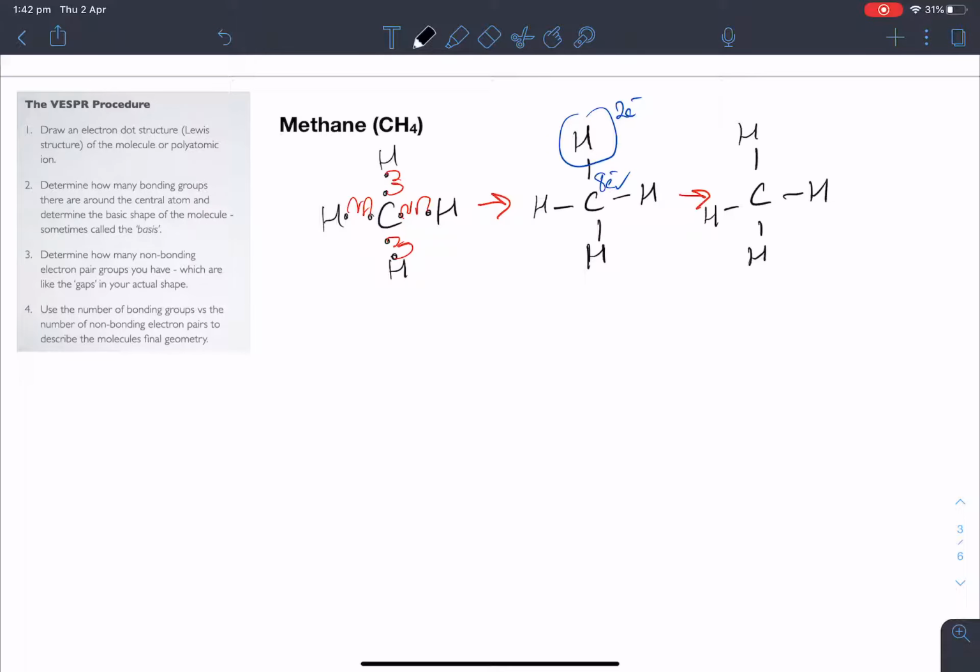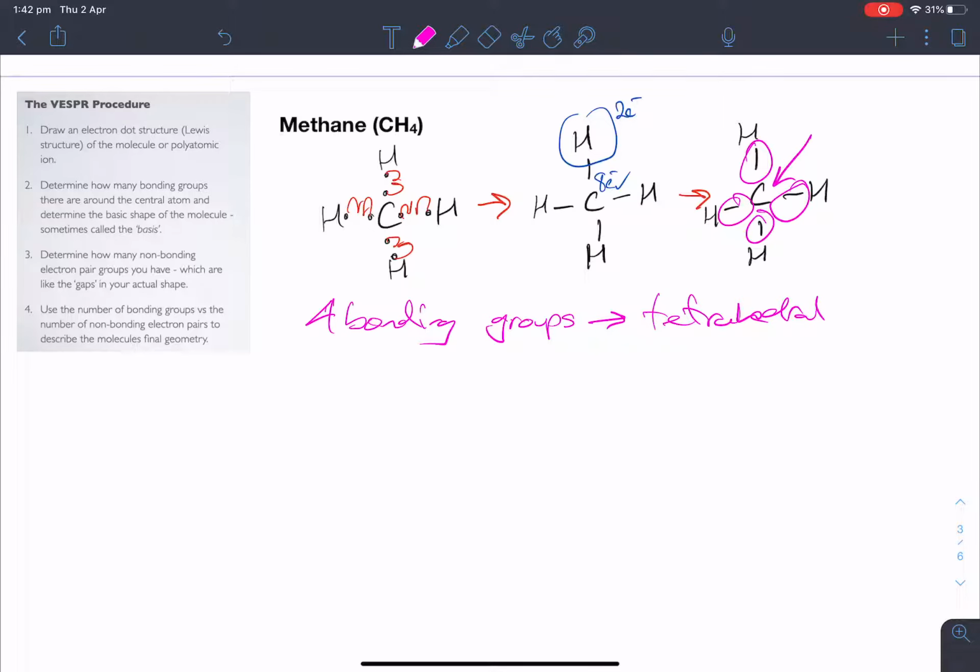Okay, step 2. The central atom is carbon. How many bonding groups? 1, 2, 3, 4 actual bonds. 4 bonding groups, so its basis is tetrahedral. 4 groups equally pushing away from each other around a central atom. In 360 degrees, they're going to be 109.5 degrees away from each other. Okay, how many actual bonds? Well, there's 4 actual bonds. There's no lone pairs. The actual molecular shape we just call tetrahedral.